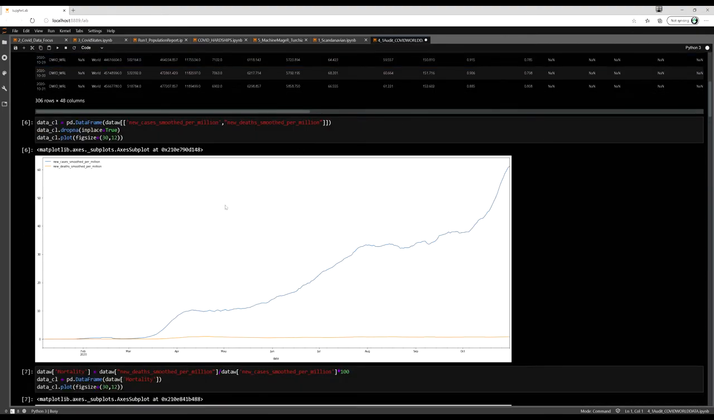Look at this. See, look at your new cases being smoothed. And again, a lot of our pandemic lockdown strategy is happening right around this time. But look at this. Look at your new cases going up. Look at your new deaths smooth per million. That is a pretty flat line.